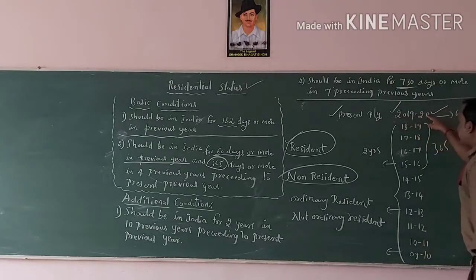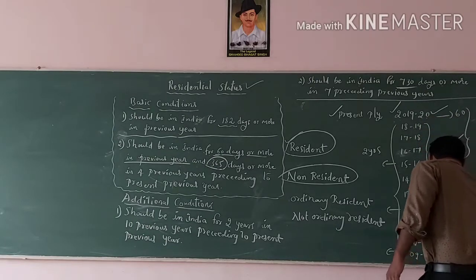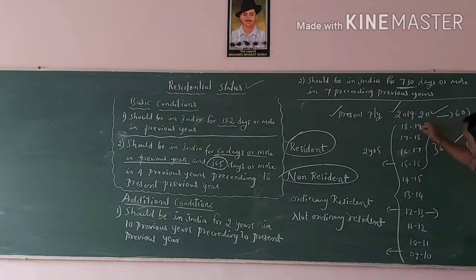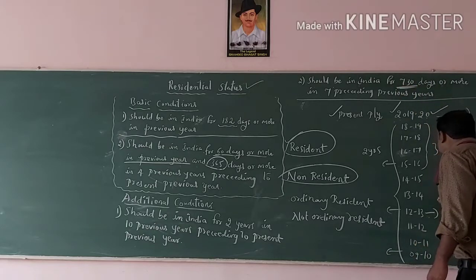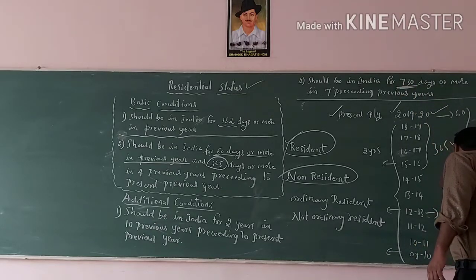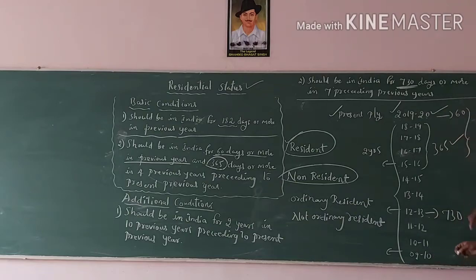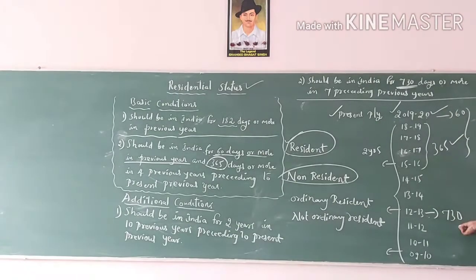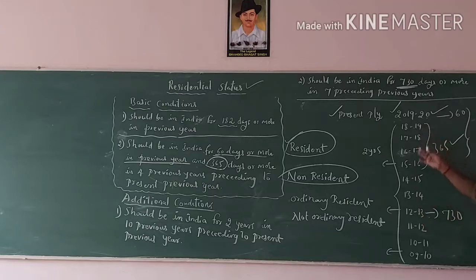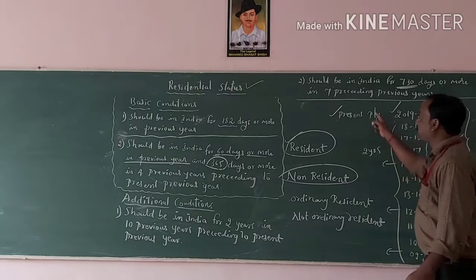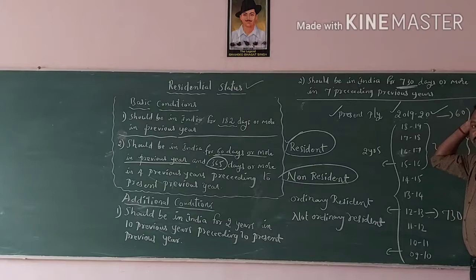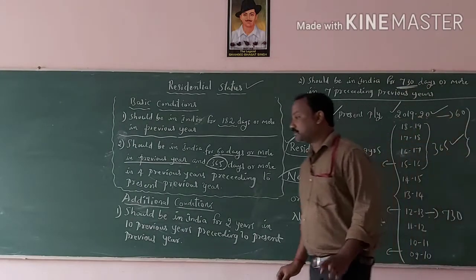Okay, so this is our present previous year. We need to consider the 7 preceding previous years: 1, 2, 3, 4, 5, 6, 7, up to here. In these 7 preceding previous years, how many days does he have to stay in India? For 730 days. If he stays in India for 730 days during these 7 preceding previous years, that means he fulfills additional condition number 2.